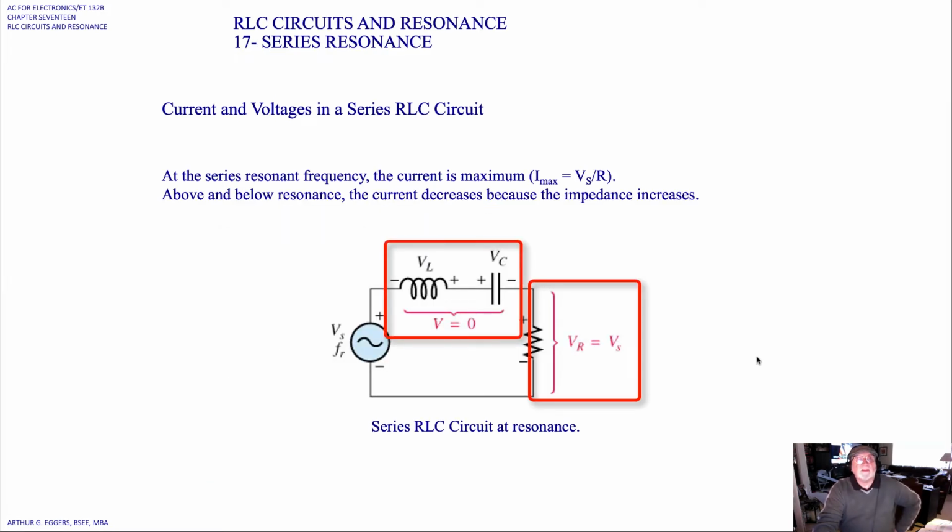At series resonance frequency, the current maximum is equal to I max, the source voltage divided by the resistance. Above and below the resonance, the current decreases because the impedance is increasing.